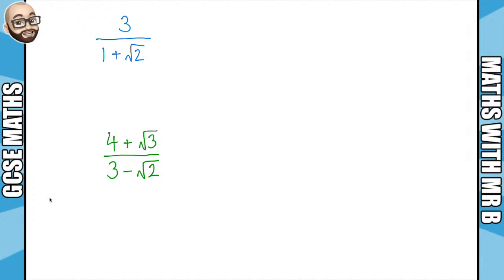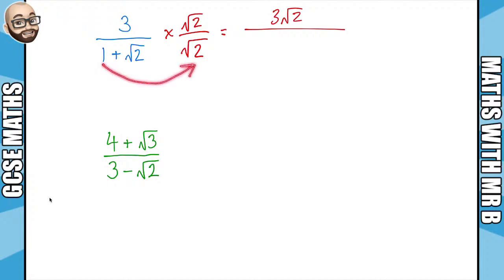If I take this top one, you might be tempted to think about timesing it by root 2 over root 2, so that the top becomes irrational, but the bottom would now be 1 times root 2, which is root 2, and a root 2 times a root 2, which is 2. And that hasn't really helped us. The denominator here was irrational because of this root 2.